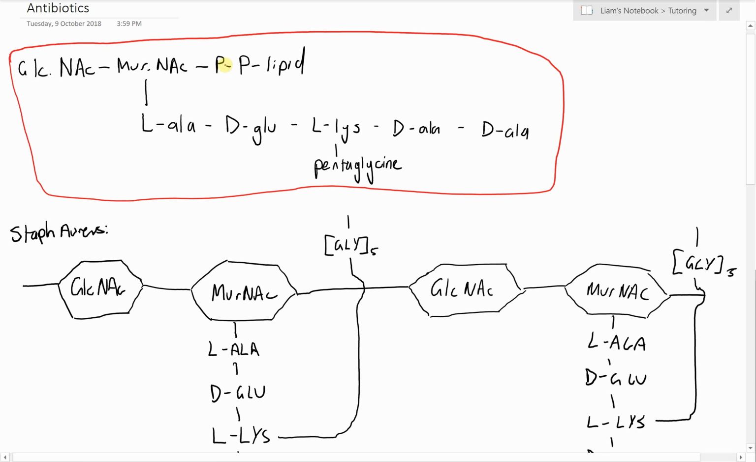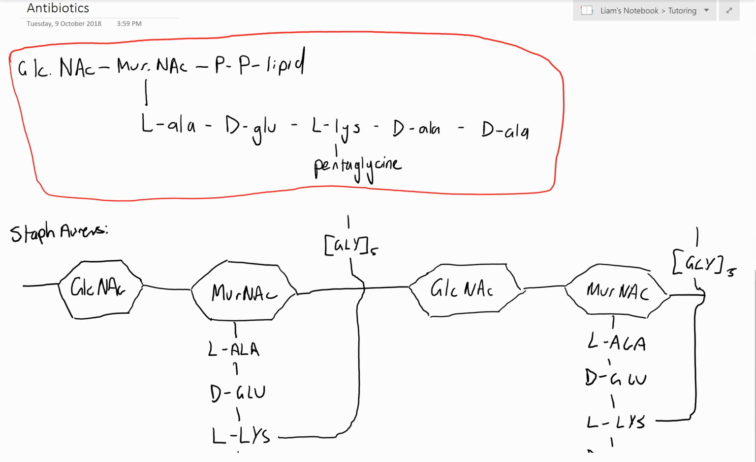We then have two phosphates and then a lipid, so it's like a phospholipid kind of structure here. And then you might recognize these from your biochemistry. These are amino acids. Now, something interesting in bacteria: all of our cells use L amino acids, and that's based on L-glycine, the precursor molecule to do with chirality.